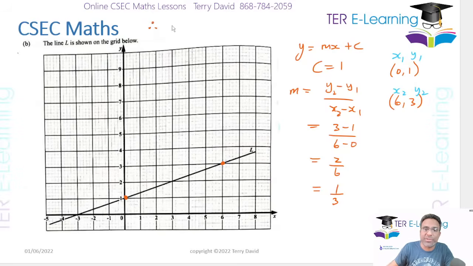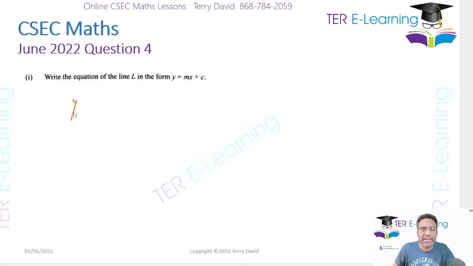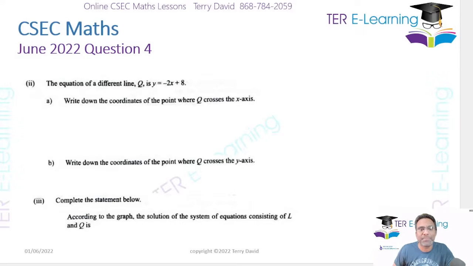So the equation is going to be y is equal to 1/3 x plus 1. So that's your answer: y is equal to 1/3 x plus 1. That's my equation, right? Now the second part, they gave a different line, q.